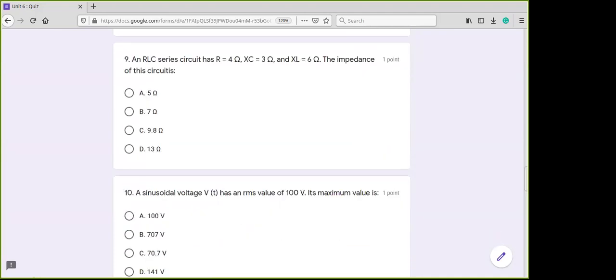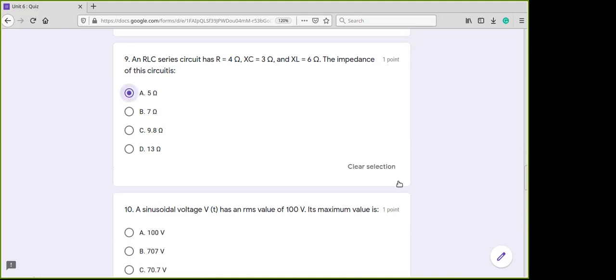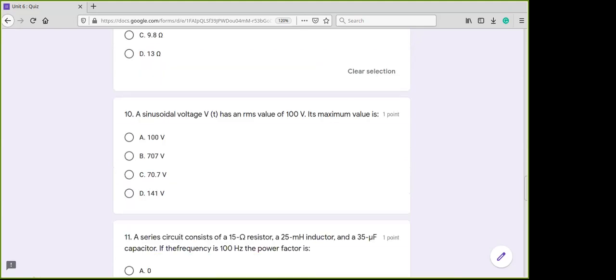So let's see question number 9. RLC series circuit has resistance 4 ohm, capacitive reactance is 3 ohm, and inductive reactance is 6 ohm. The impedance of this circuit is 5. Very good. So under square root 4 square plus XL 6 minus 3, 3 square. 4 square is 16. 16 plus 9 is 25. Under square root of 25 is 5. Very good. The answer is option A.